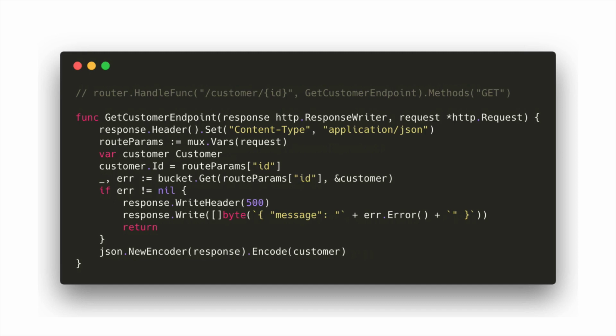So when we do bucket.get, we're taking that ID and we're storing the data that was retrieved in a new customer object. If for some reason there was an error, maybe the document key that we're trying to use does not exist, then return an error. Otherwise, we're going to return the actual customer data, which is exactly what we saw.